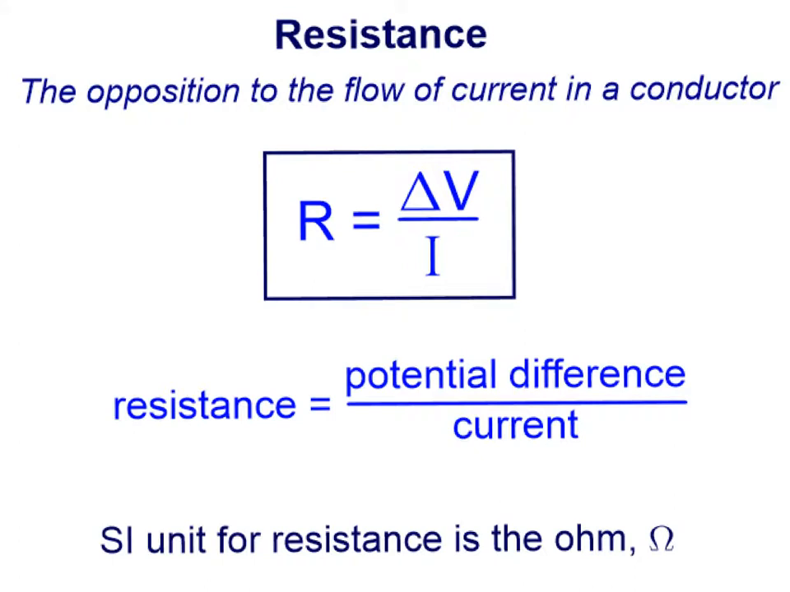Mathematically, it looks like this. We represent resistance with a capital R, and resistance equals the potential difference divided by the current. The SI unit for resistance is the ohm, and the ohm is represented by the capital omega, Greek letter. If you write it out by hand, this is an acceptable way to write that out.